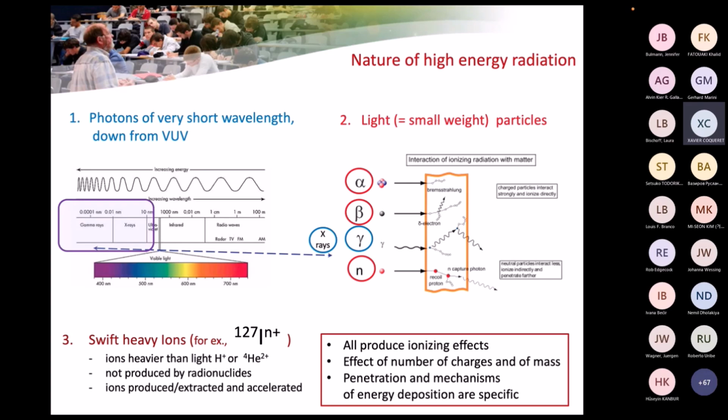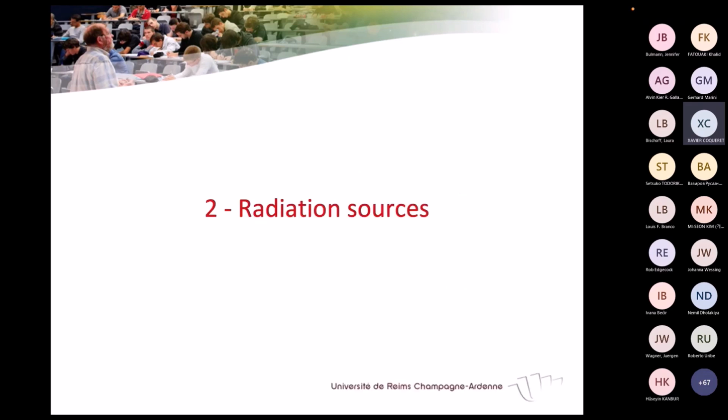But all this radiation from class 1, 2, or 3 all produce ionizing effects. Their effects are strongly dependent on the charge and mass of the particle, and the penetration and the mechanisms of energy deposition are very specific to the nature of the high energy radiation. So let's have a very brief overview of the main types of radiation sources.